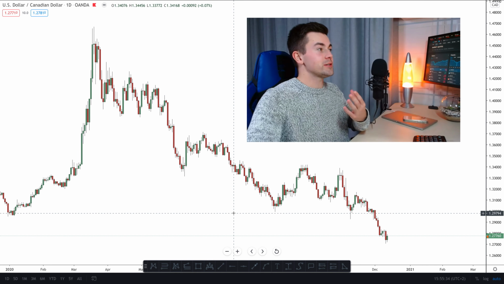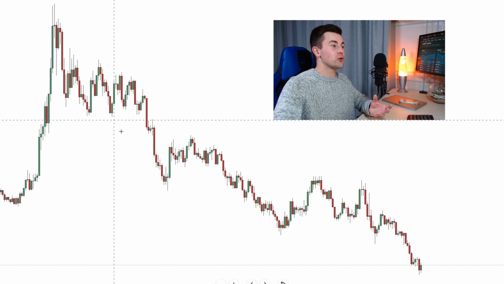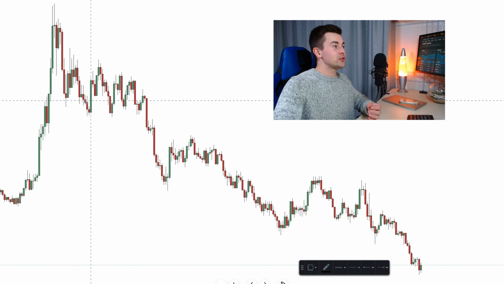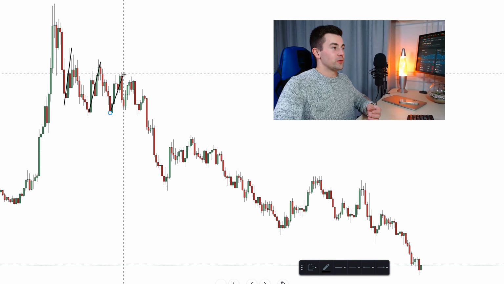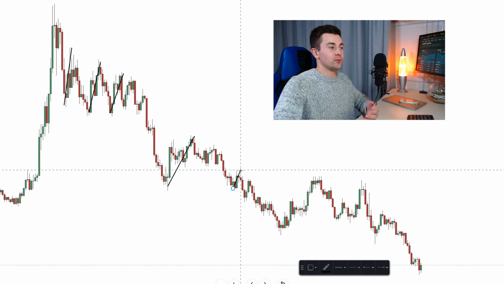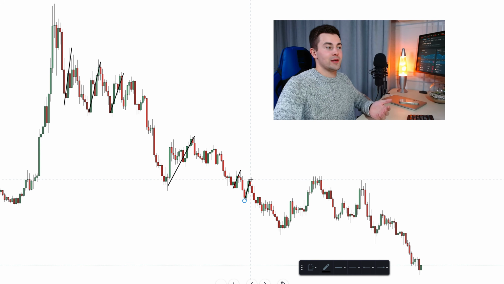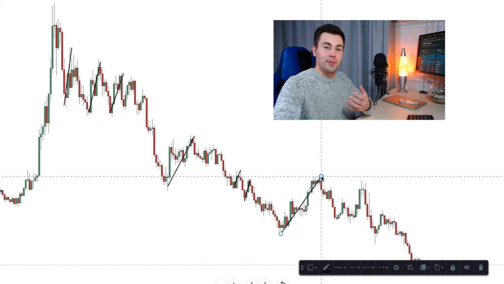And here is an example on the dollar CAD. Again, a very strong, very sharp bearish trend. Let's just analyze the pullbacks right here. The pullbacks are all different. You can see that the length of these pullbacks is always different. Sometimes we had very short pullbacks, like here. Sometimes we had very long pullbacks that lasted many weeks.